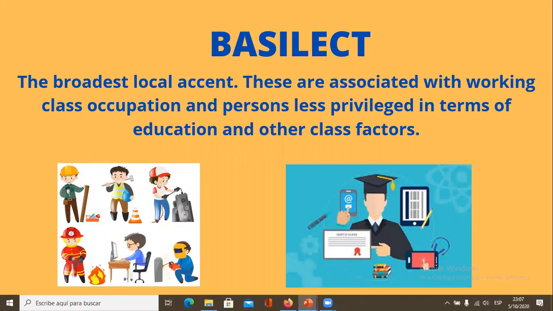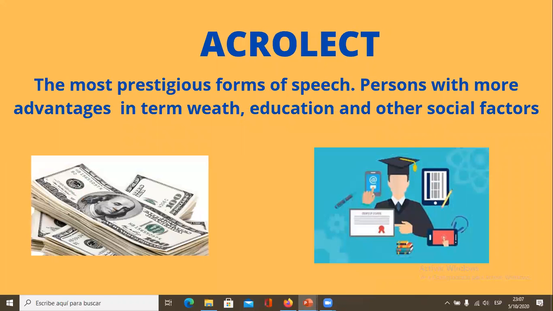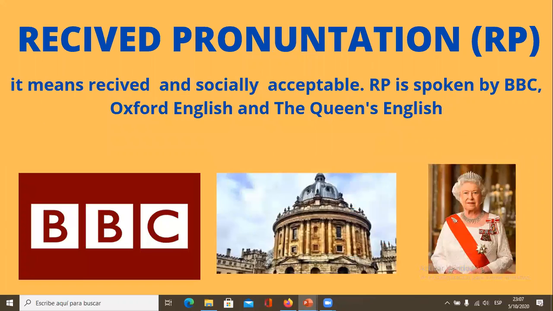The basilect refers to the local accent, the popular accent. And the acrolect refers to the prestigious form of speech. I think this is standard English.